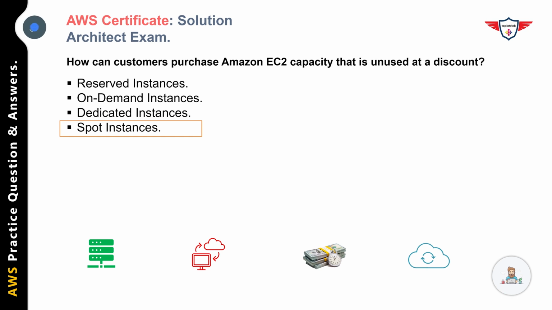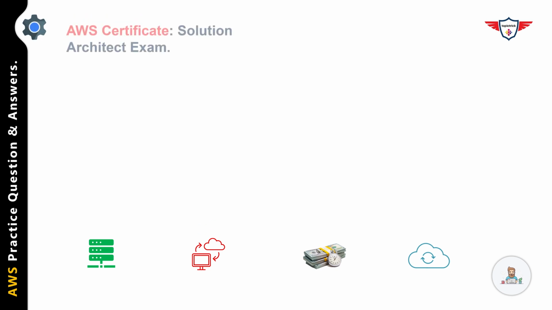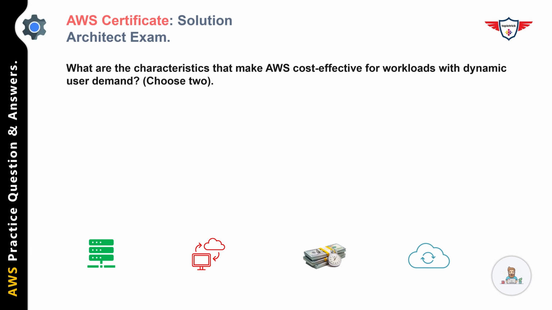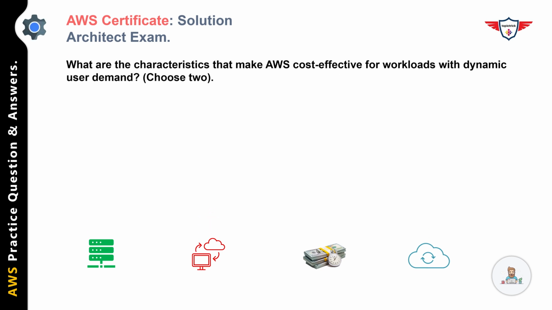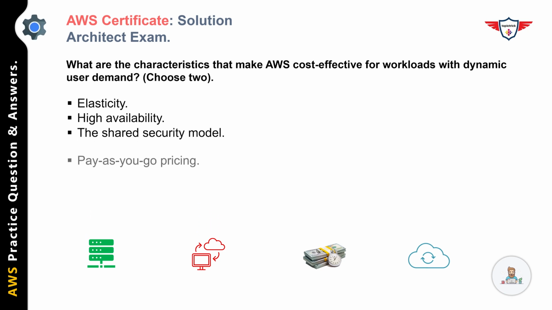You can use Spot Instances for various stateless, fault-tolerant, or flexible applications such as big data, CI/CD, web servers, high-performance computing, test and development workloads. What are the characteristics that make AWS cost-effective for workloads with dynamic user demands? The options are elasticity, high availability, the shared security model, pay-as-you-go pricing, and the last one is reliability.